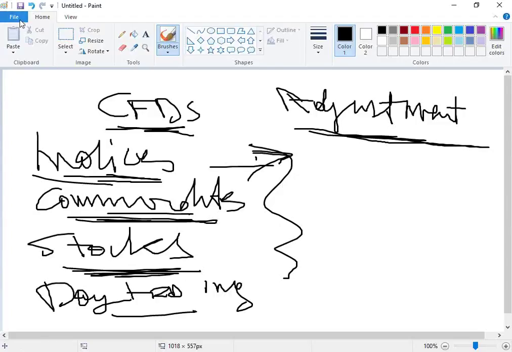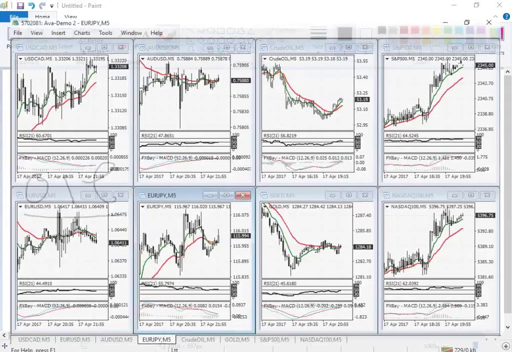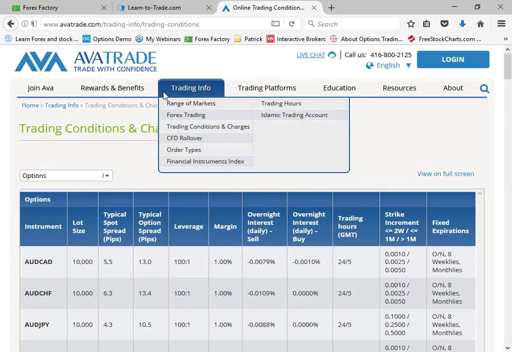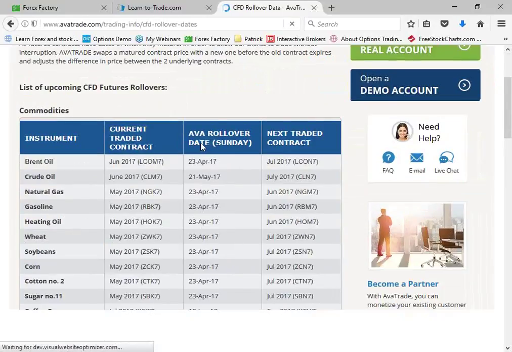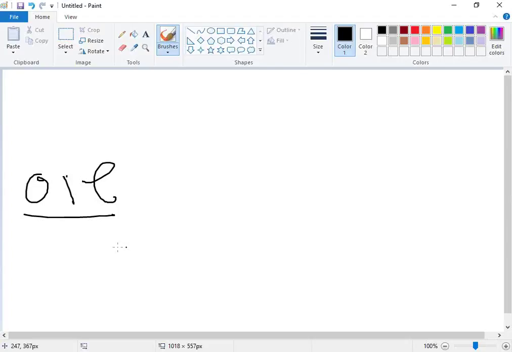Okay, so let's talk a bit about the adjustment. Let's take oil. Oil is traded as a futures contract. Right now, if we go to our trading conditions, you'll see where it says CFD rollover. It's going to show you oil. Here's oil. Right now, we're trading June's oil. So we have the June contract being traded on oil.